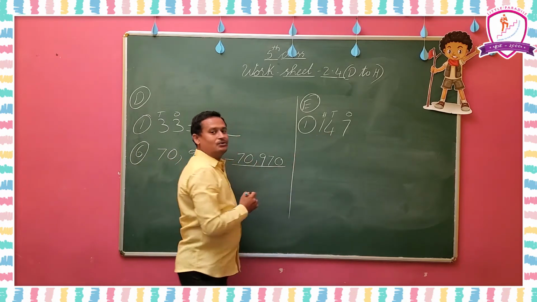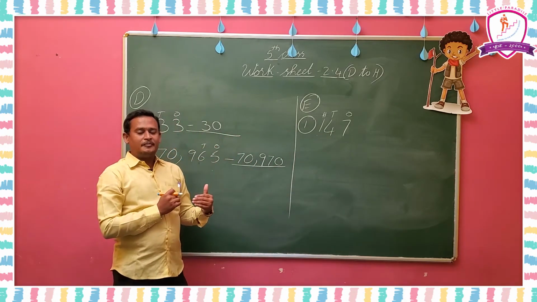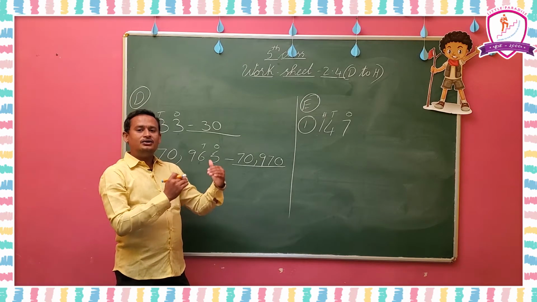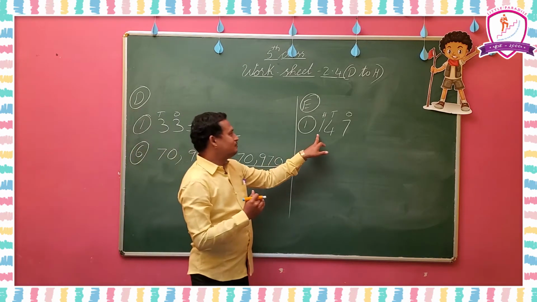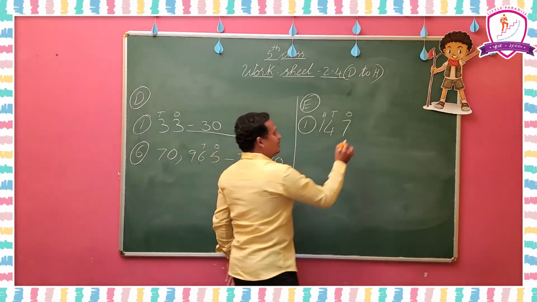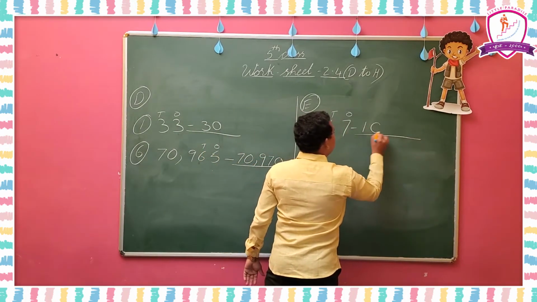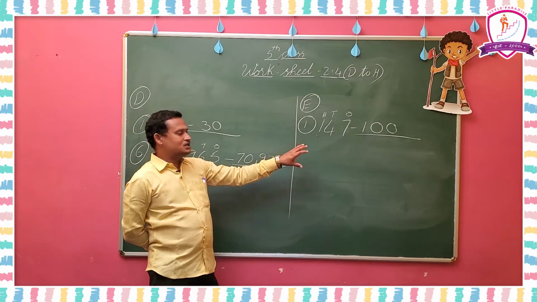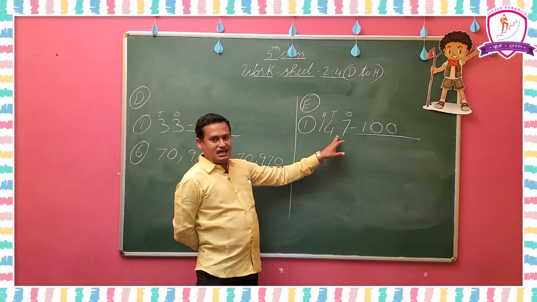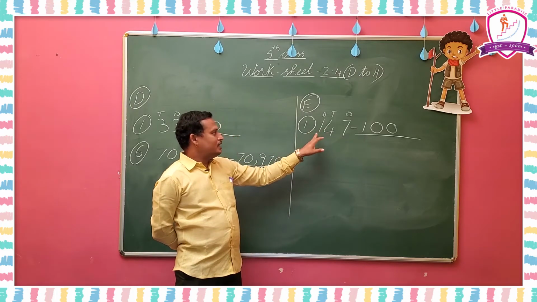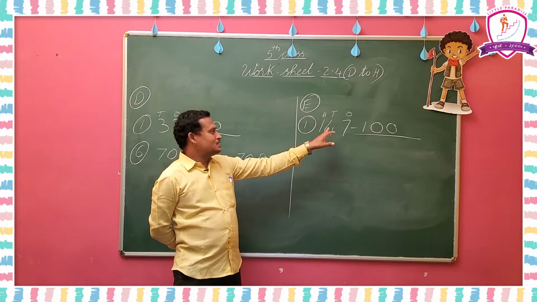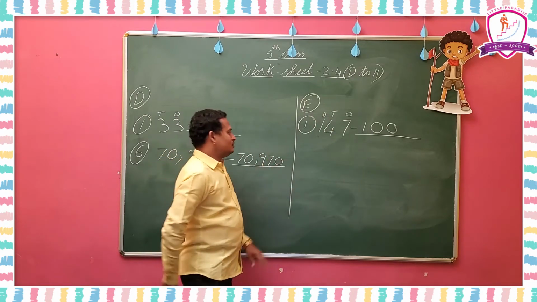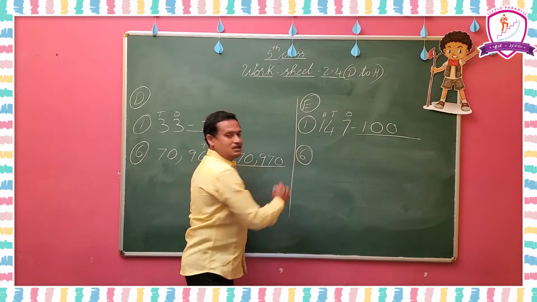What is the tens place number? 4. 4 is less than 5. Less than 5 means what we have to do? We have to round down. Round down means 100 will become 100 only. Understood? So it will become 100. When you round to the nearest hundreds, we have to observe the tens place, and when rounded to the hundreds, the tens and ones places will be 0. Understood? Okay.